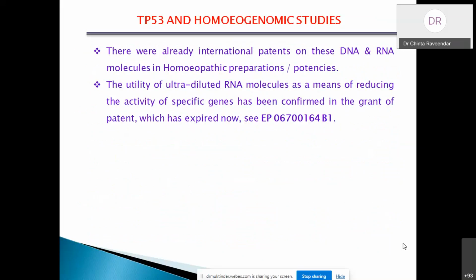So there were already international patents on these DNA and RNA molecules, because this gives a lot of scope for directly taking them to research by any of the organizations. Molecules in homeopathic preparations and potency. So the utility of the ultra-diluted RNA molecule as a means of reducing the activity of specific genes has been confirmed in a grant of patent, which has now expired.